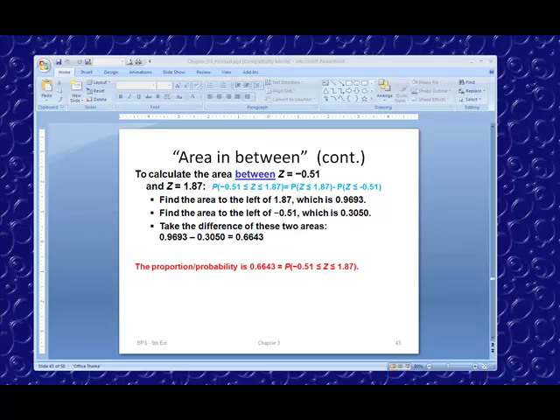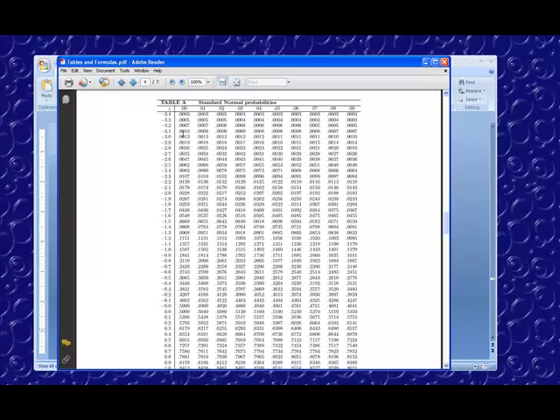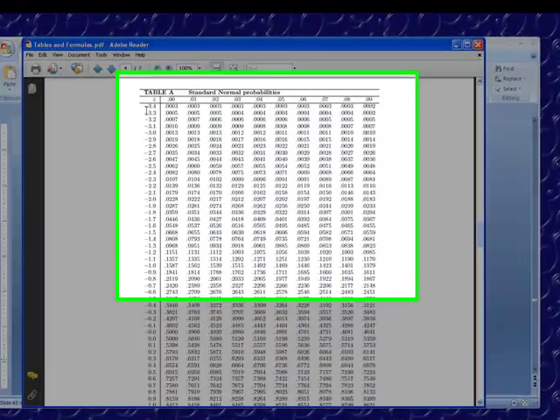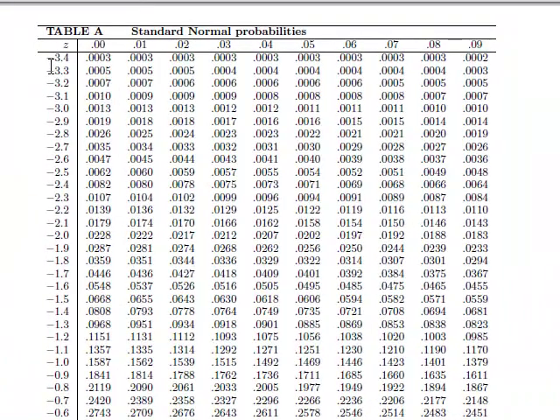Well, welcome back to Chapter 3. Last time we worked on finding areas in between two z-values using the standard normal table. So I'm going to pull up the standard normal table, and we're going to look at the smallest z-values you can get from the table, negative 3.49. Now with that z-value, it tells us the probability is 0.0002.